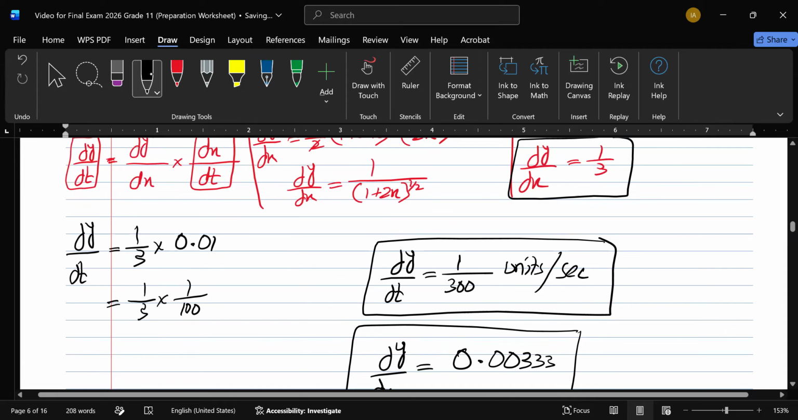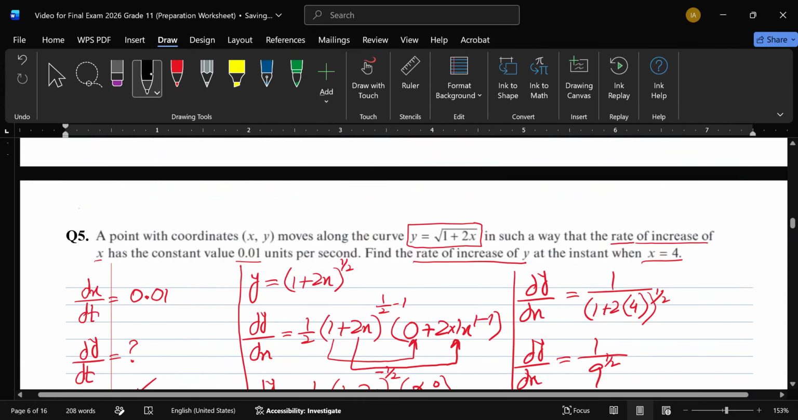So that's the thing that we discussed as the chain rule in this question number 5.